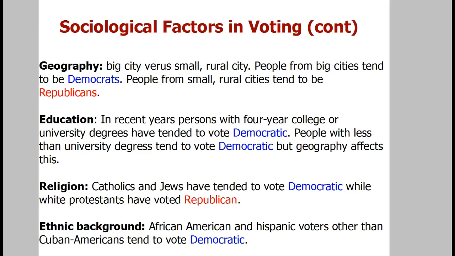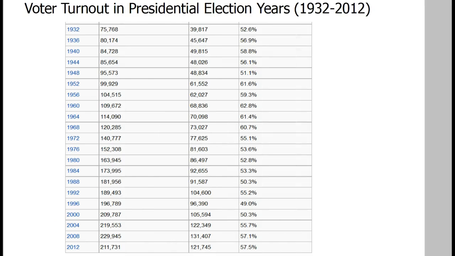Now, ethnic background, and this is really, I think, one of the stronger factors. First of all, African American, Hispanic, as well as Asian minority groups, overwhelmingly vote Democratic. However, there are groups within the Hispanic population, like Cuban Americans, specifically in southern Florida, who are overwhelmingly Republican. So take that as a factor.